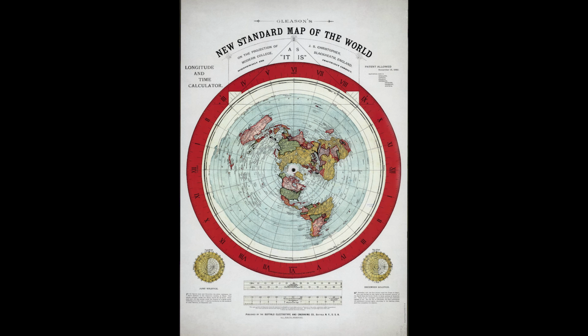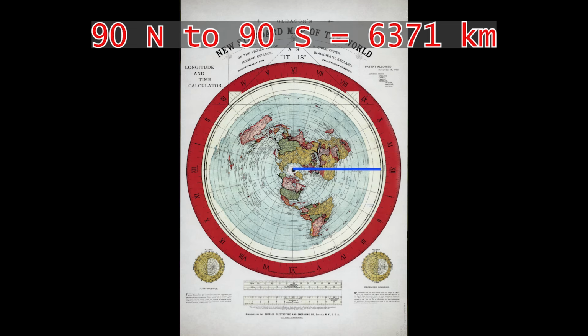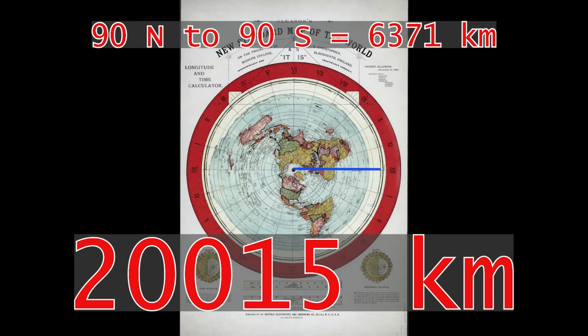The radius in this case must be from 90 north to 90 south. So according to the statement in the video, that distance must be 6,371 kilometers. And what is the real value? 20,015 kilometers. Let's see, how much bigger is that number than the number they are using?